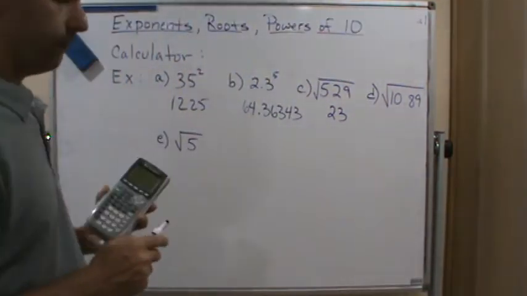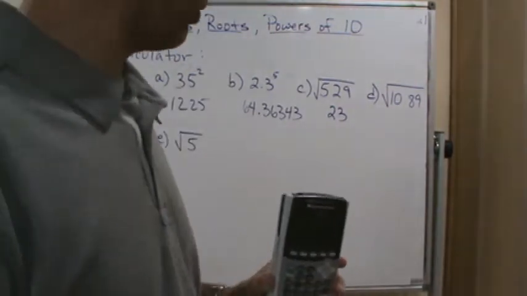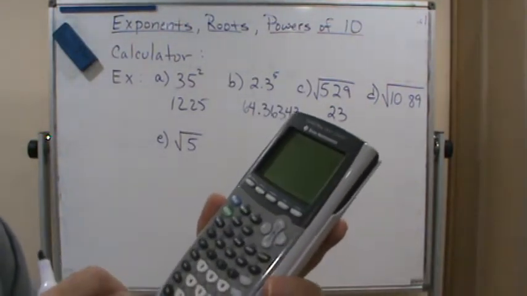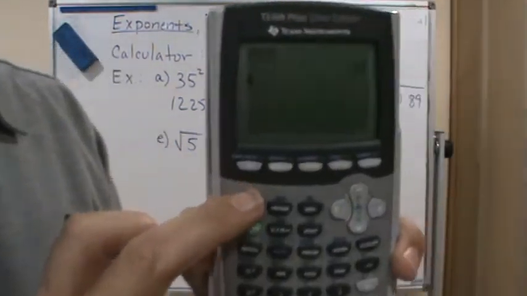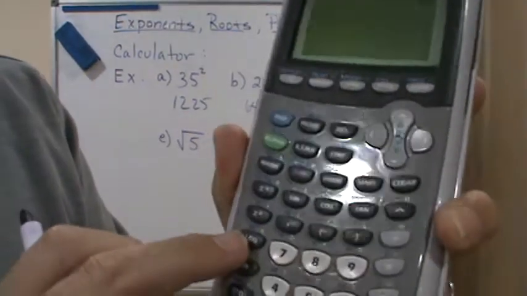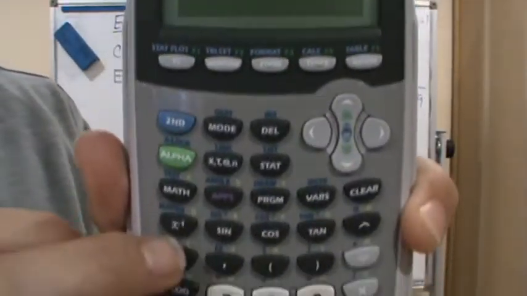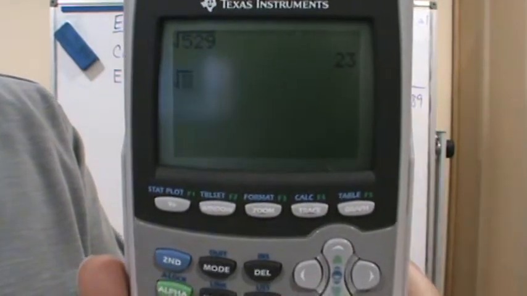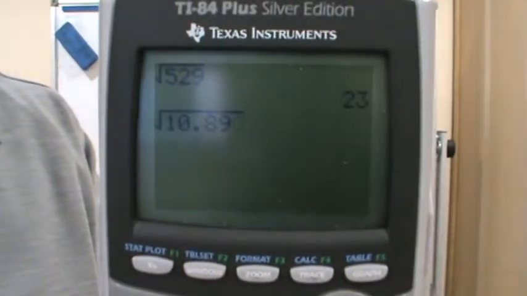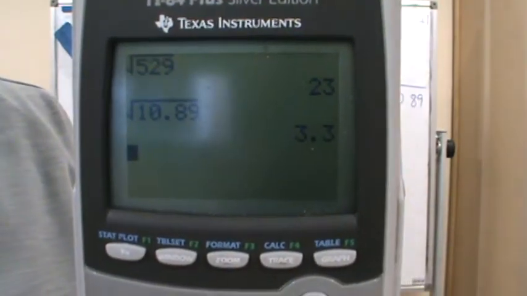The next one is the square root of 10.89. I'm going to do the same thing. I'm going to do second and then square root. Again, it may be different on your calculator, so just look at your own calculator. I'm going to get the square root, and now I'm going to put in 10.89. Now I'm going to hit enter, and it's 3.3.